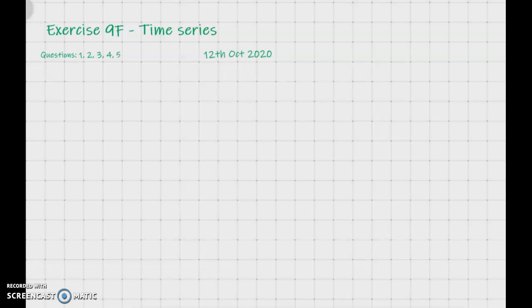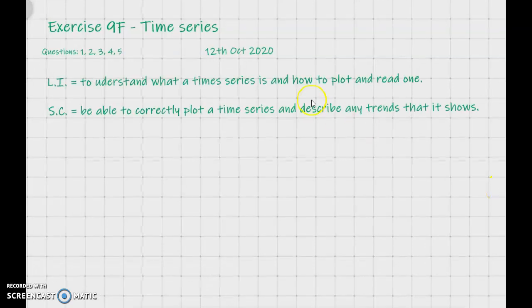Year 10s, this is the 6th lesson for the statistics chapter, and we're looking at time series today. Our learning intention today is to understand what a time series is and how to plot and read one. To show that you can do that, you have to be able to correctly plot a time series and describe any trends that it shows.